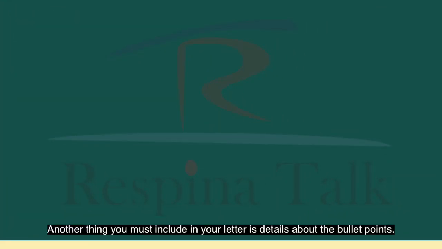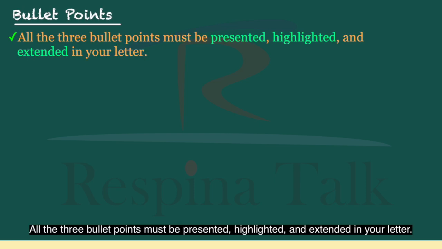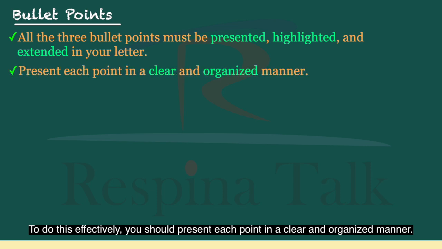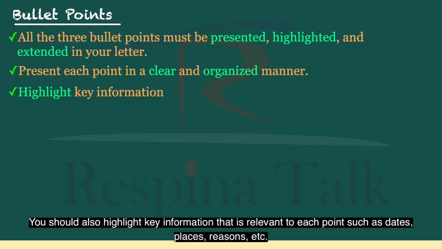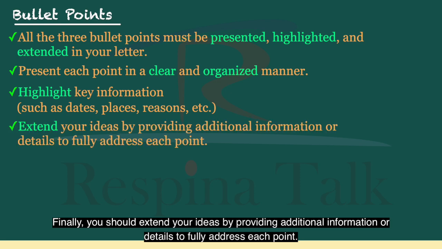Another thing you must include in your letter is details about the bullet points. All 3 bullet points must be presented, highlighted, and extended in your letter. To do this effectively, you should present each point in a clear and organized manner. In other words, use a separate paragraph for each bullet point to make it easy for the reader to understand. You should also highlight key information that is relevant to each point, such as dates, places, reasons, etc. Finally, you should extend your ideas by providing additional information or details to fully address each point.